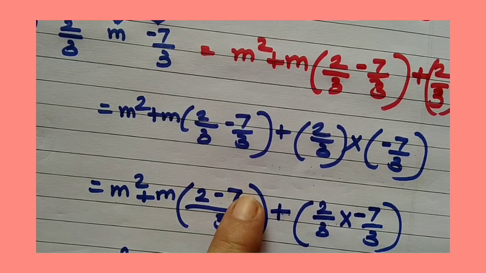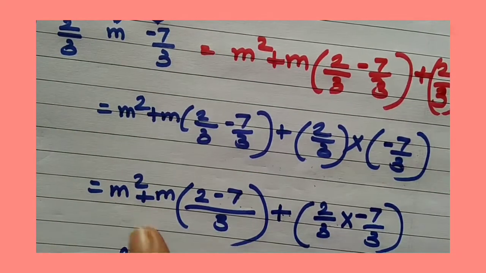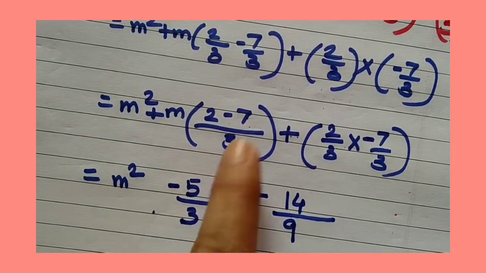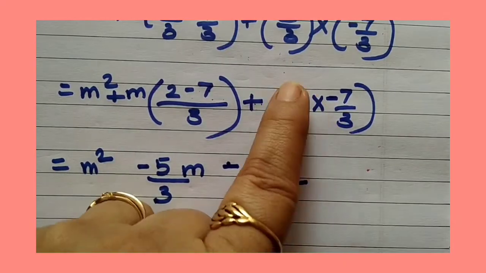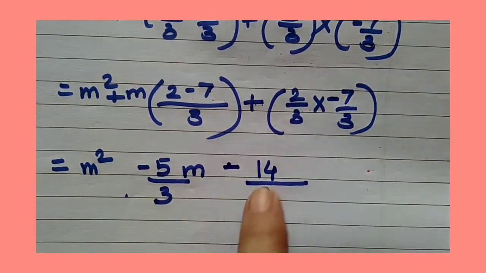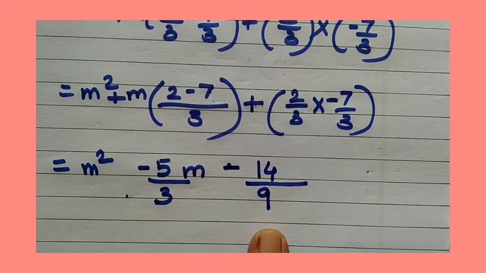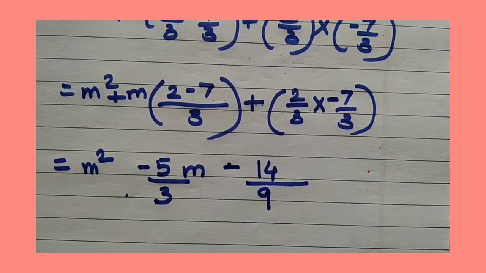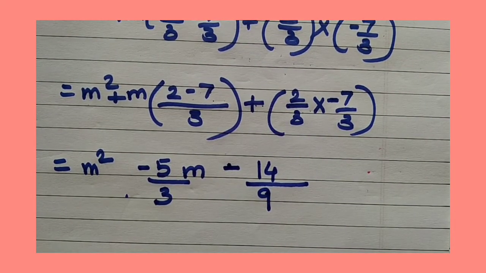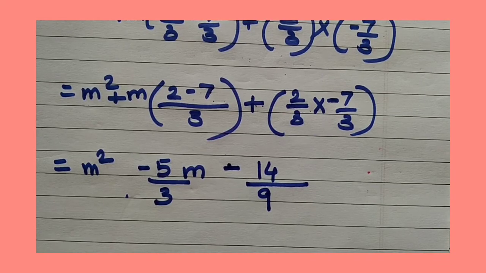2 minus 7, we cannot subtract 7 from 2, but we do the opposite and we give the sign of the bigger number, that is 7. And when you are doing the multiplication, plus 2 into minus 7 will give you a minus sign here. And 7 2s are 14 and 3 3s are 9. I hope you have followed these two sums which we have done. We have done sum number 1 and sum number 7. So the remaining sums you will do on your own.